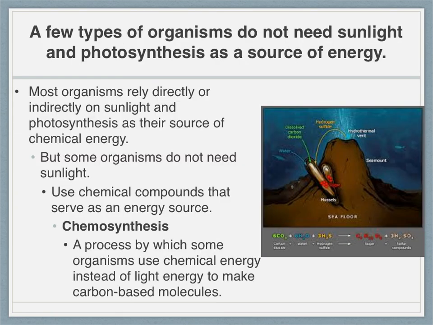A few types of organisms don't need sunlight and photosynthesis as a source of energy. Most organisms rely either directly or indirectly on sunlight and photosynthesis as their source of chemical energy. Plants would take in sunlight, CO2, and water to produce sugars through photosynthesis, and other organisms would either eat the plants or eat the organisms that eat the plants, and so they're getting energy either directly, plants, or indirectly, primary or secondary consumers, from sunlight.